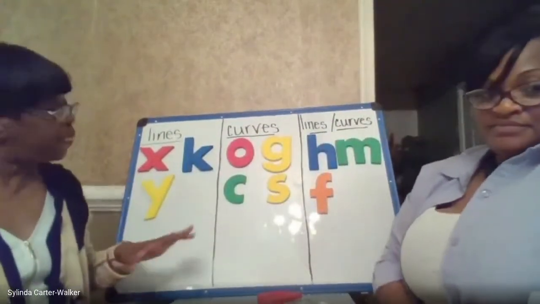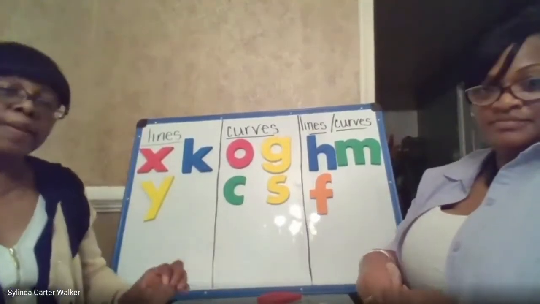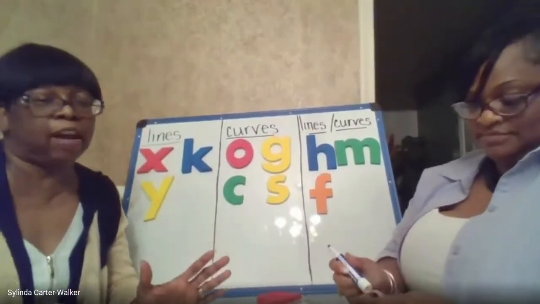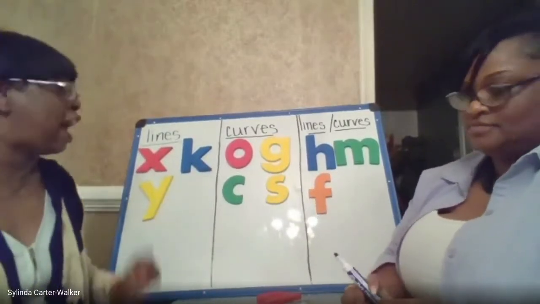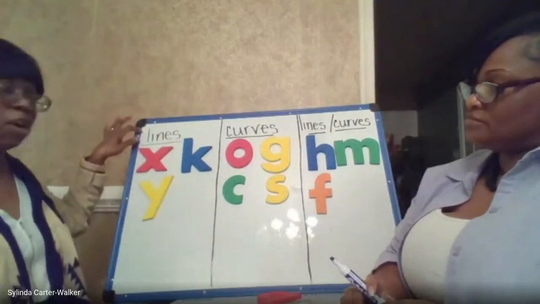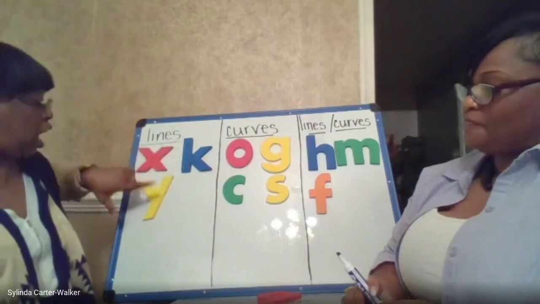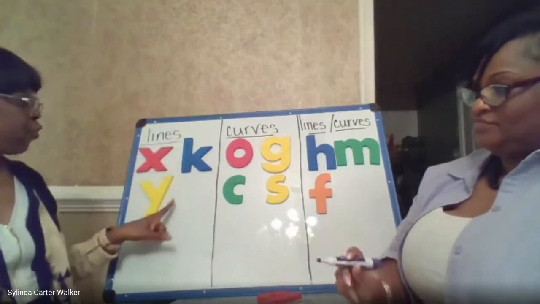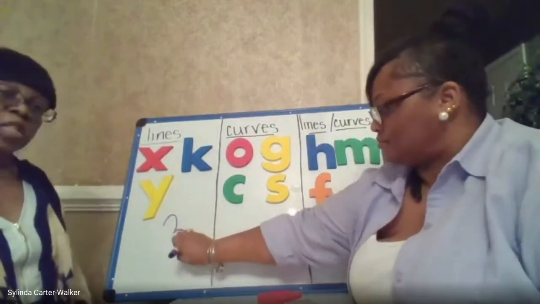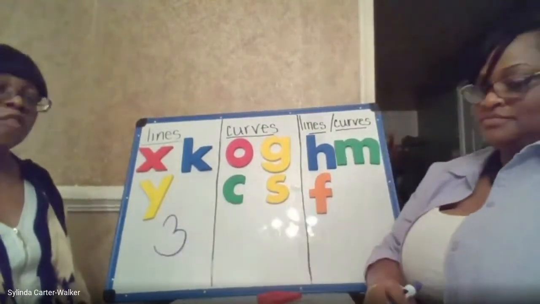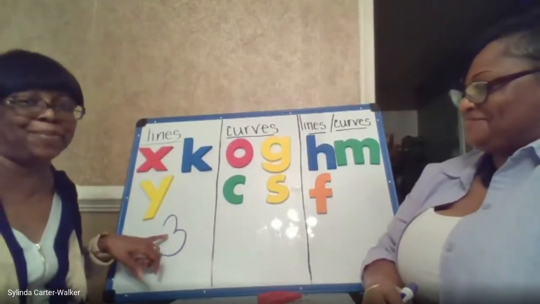So now that we have sorted our letters, let's look at how many of each we have. So let's count the number of letters that we have under just lines. Are you ready? 1, 2, 3. So we have 3 letters that are only lines. So Ms. Privet just wrote the letter 3. I mean, the number 3. I'm so sorry, it's a number.